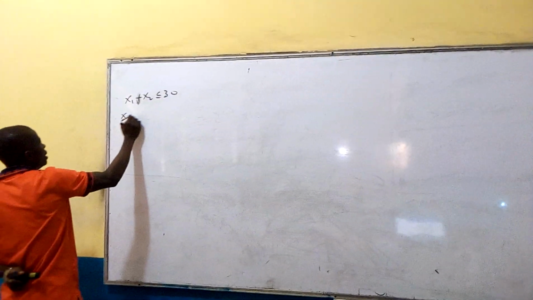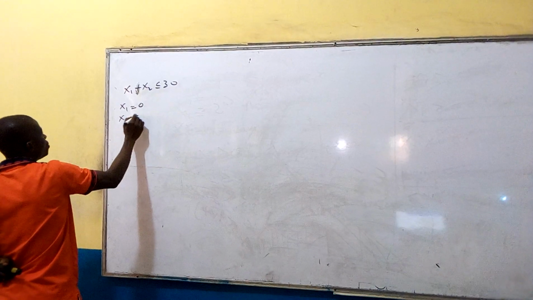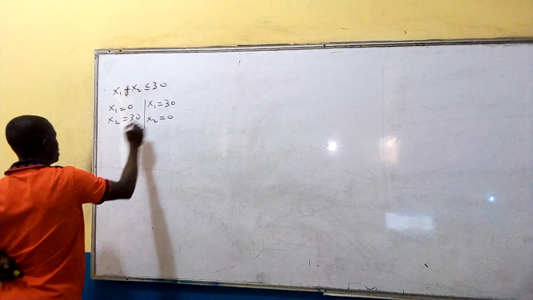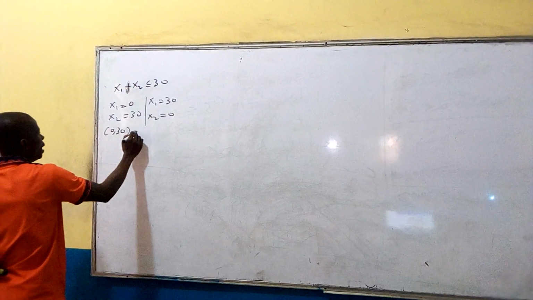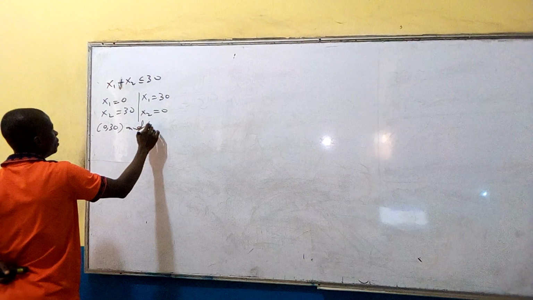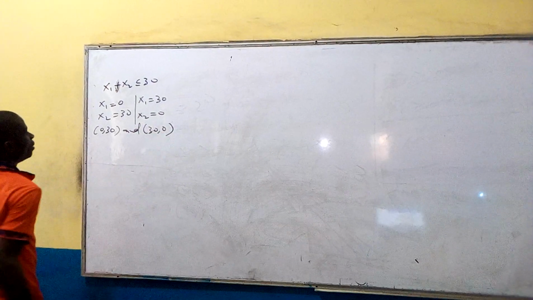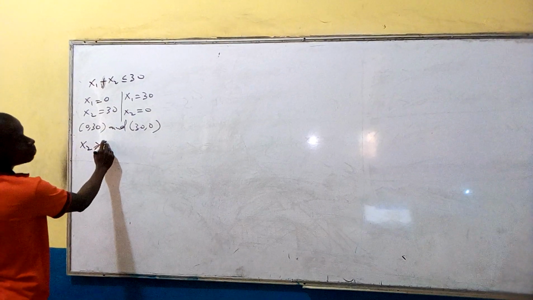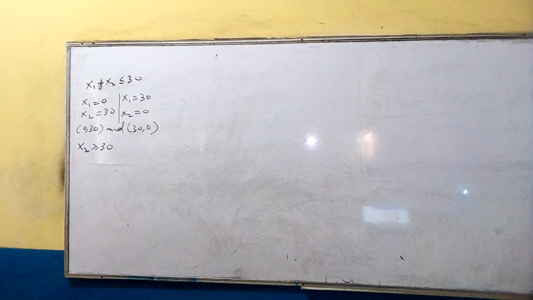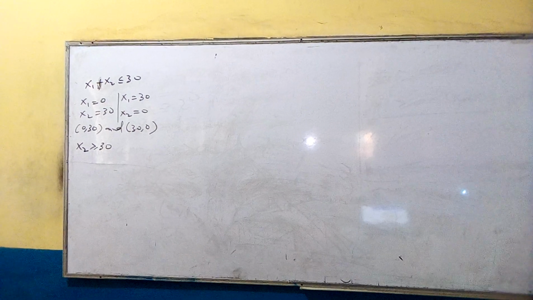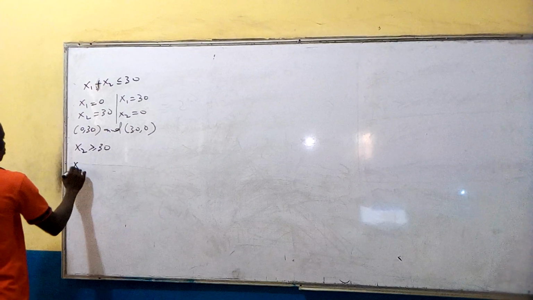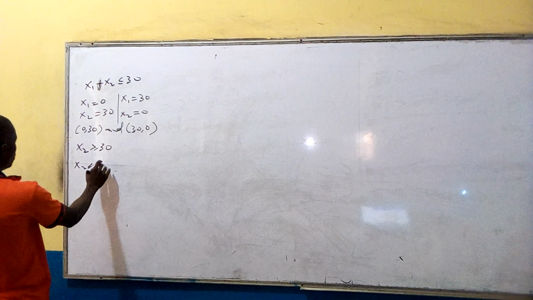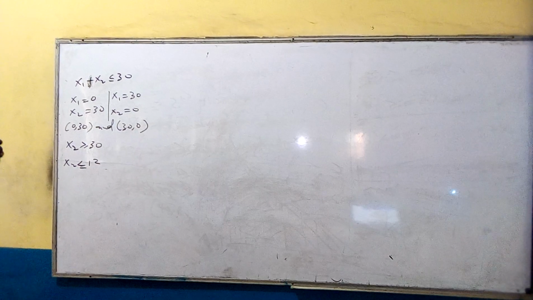So when x1 is 0, x2 is 30. When x1 is 30, x2 is 0. So plot the point 0, 30, and 30, 0. Then the second constraint says that x2 is more or equal to 3. That will be a horizontal line. And x2 is also less or equal to 12. That's also a horizontal line.